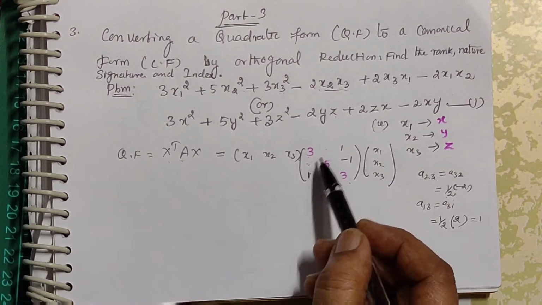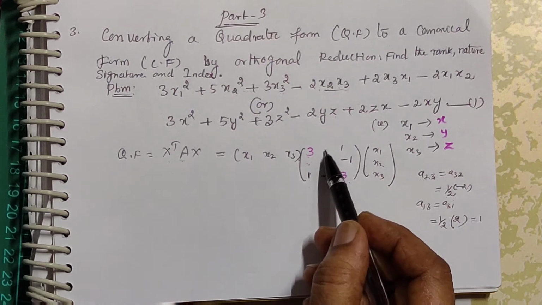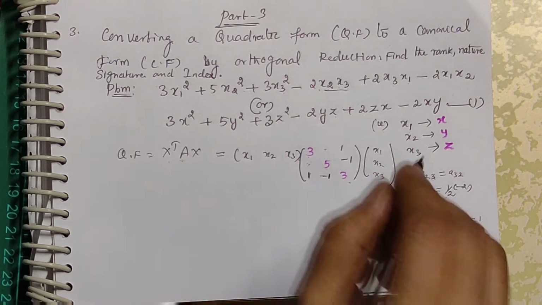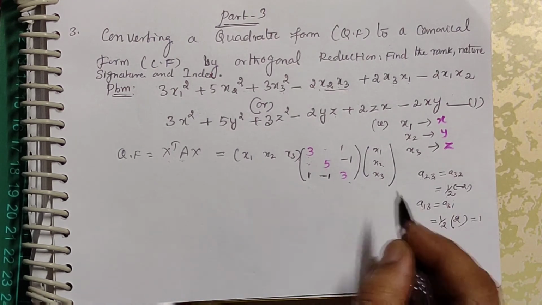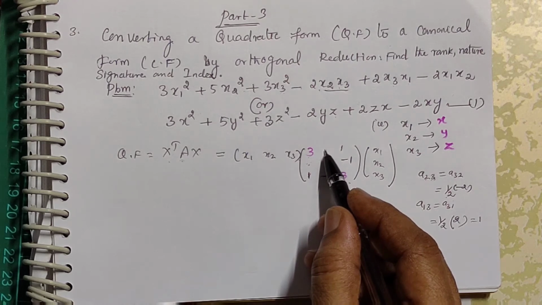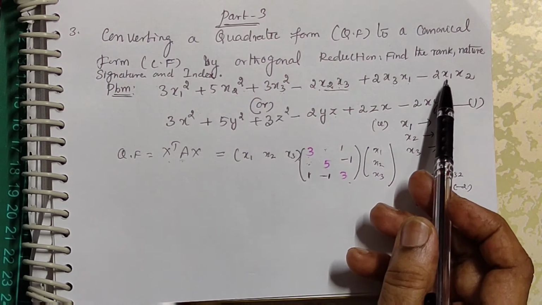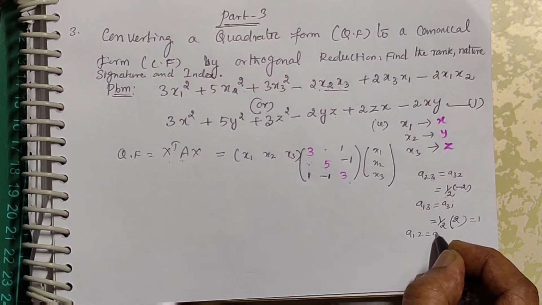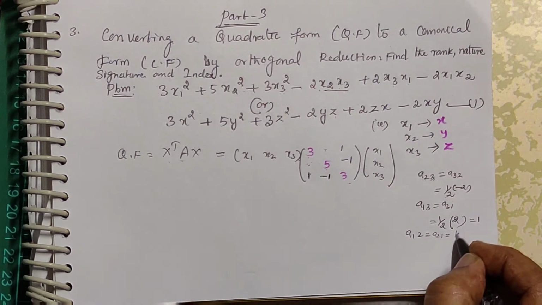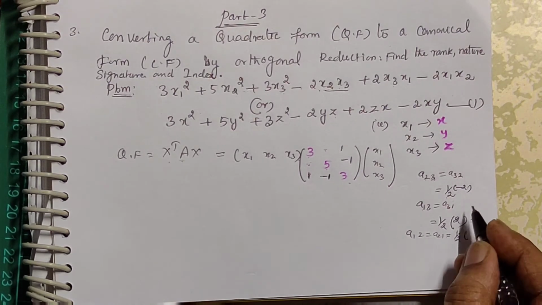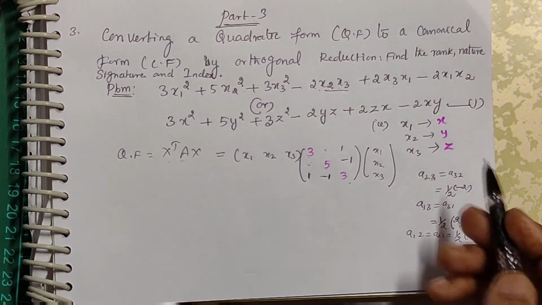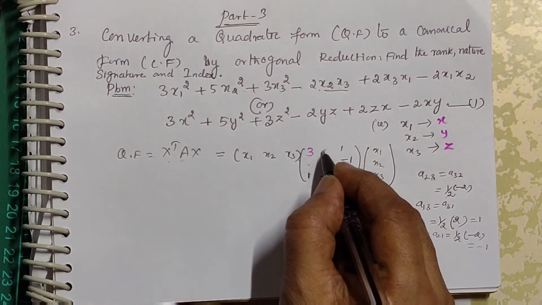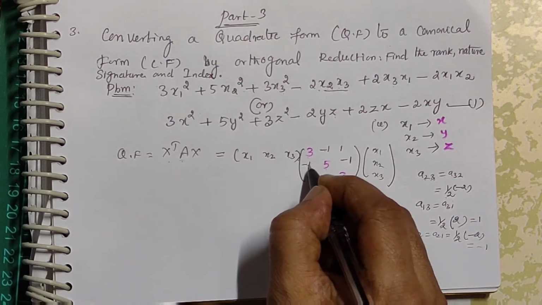Now what else do we have to fill? The remaining two places are the first row, second column, and the second row, first column element. This is A12. A12 means we take the coefficient of x1x2. So A12 and A21 are half of the coefficient of x1x2. The coefficient of x1x2 is minus 2, so I will get minus 1. So I am filling these two places with minus 1.